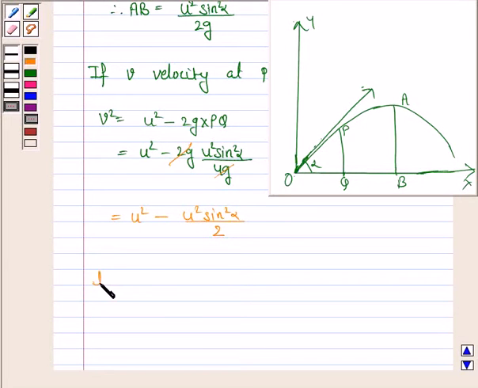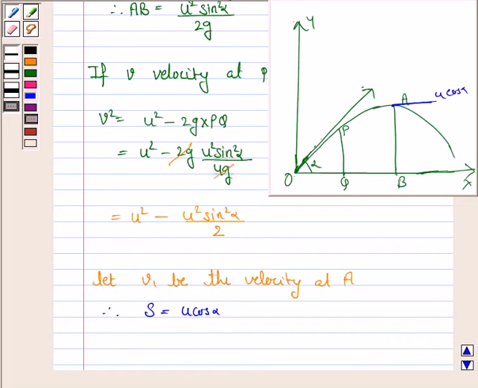Now let v1 be the velocity at A. Therefore, the horizontal component of the velocity, u cos alpha, is the velocity at A, right?